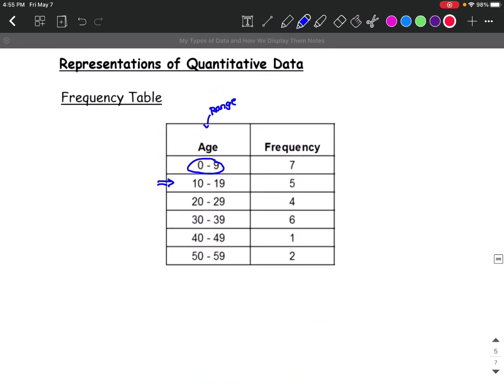And if you want to know how many people were surveyed altogether, you would add up all the numbers in the frequency. And then you would know how many people were surveyed altogether. So that would be 9, 16, 22, 23, 25 people were surveyed.